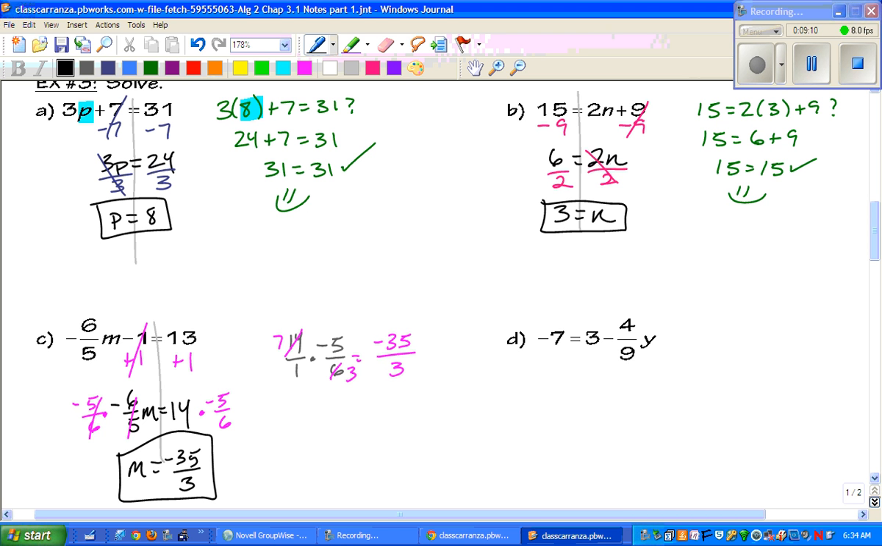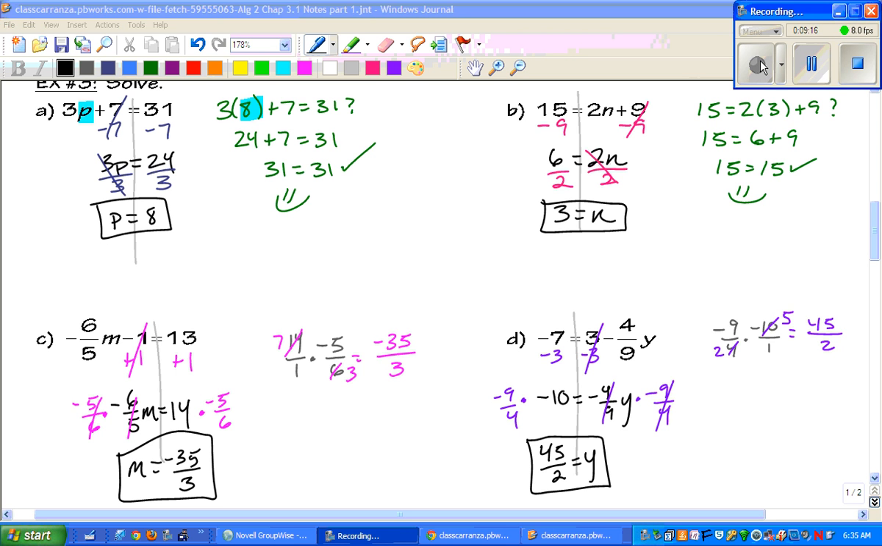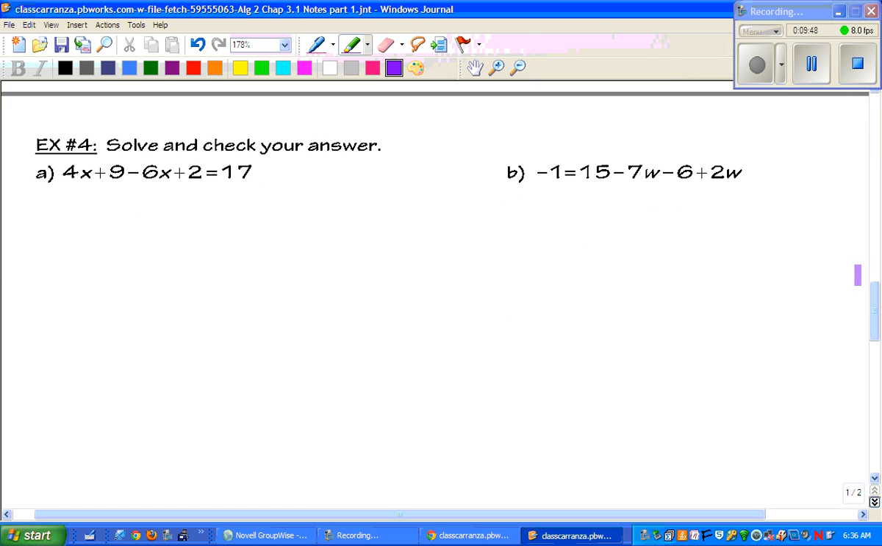All right, why don't you guys pause the video again and try letter D. Okay, and there's the work. Now, the tricky part is, right here, we had to get rid of addition or subtraction first, and this is actually a positive 3. Don't get confused by that negative sign right there, because that belongs to the 4/9. So I subtracted 3 from both sides, and you got negative 10, multiplied by the reciprocal. Here's my work off to the side, and then you get 45 over 2 equals y. All right, 2 more problems.